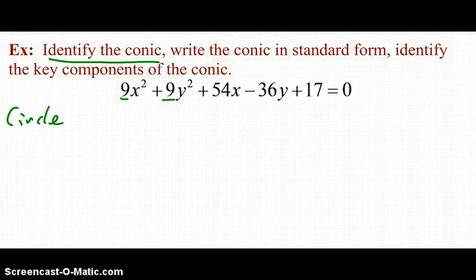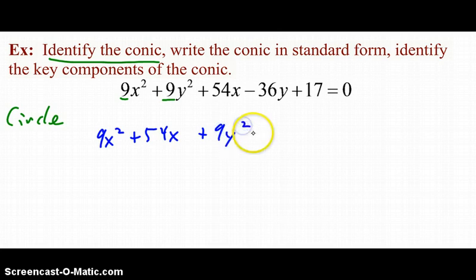Alright, so first we'll rewrite this as 9x squared plus 54x plus 9y squared minus 36y equals negative 17, because I want the x's, the y's, and then the constant is going to go over to the other side. Now to complete the square, what's the first thing we need to do? Well, we need the coefficient to be 1 for both the x and the y. Now, because these are both the same value, and this is a circle, I can do this all at once.